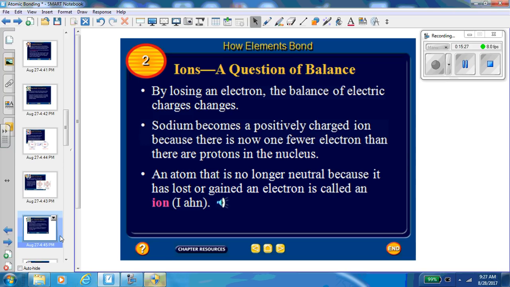So, by losing an electron, the balance of electric charge changes. Sodium becomes a positively charged ion, which is what we said in the previous slide, because there is now one fewer electron than there are protons. An atom that is no longer neutral because it has lost or gained an electron is called an ion. And we did talk about this word in our previous video lesson. So when atoms gain or lose electrons, they then become ions. And that's what happens when they're bonding.